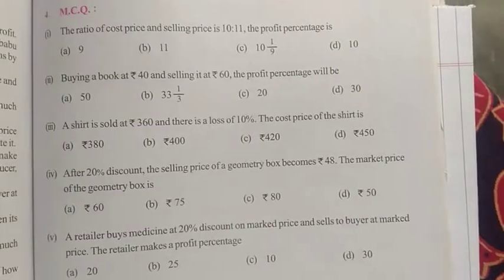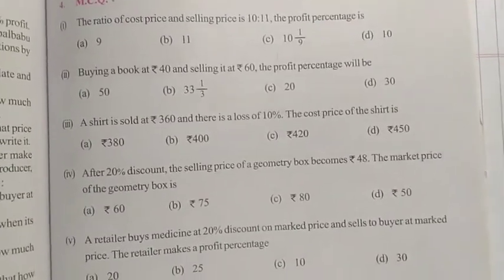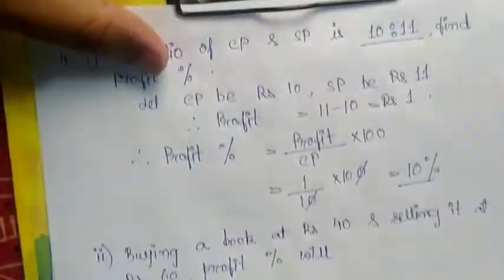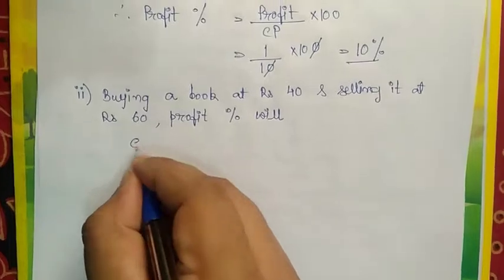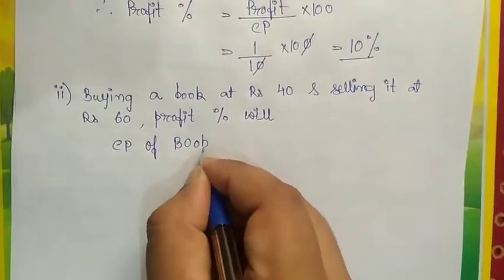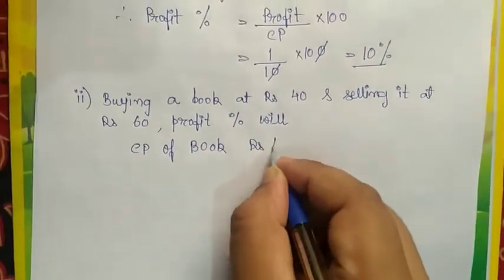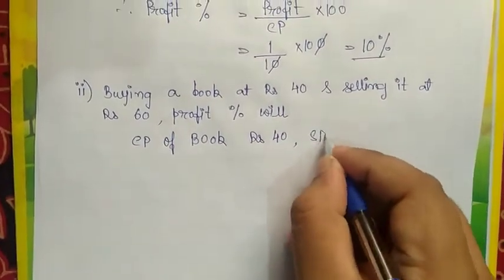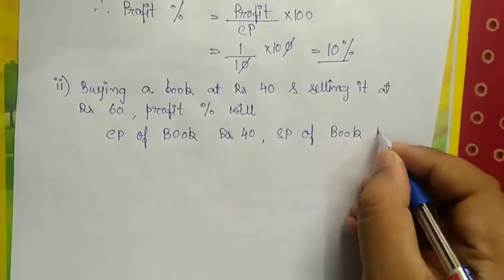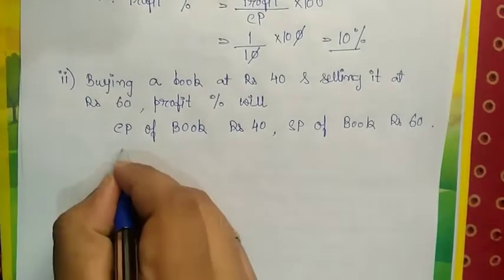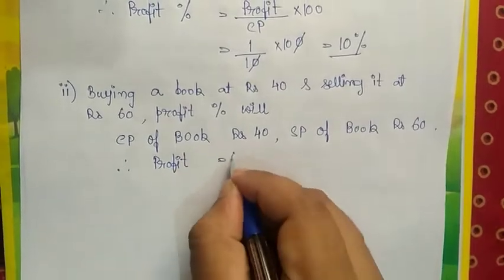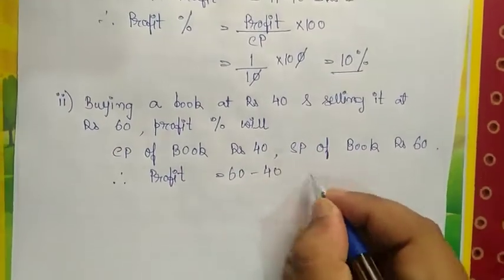This is the second question, 4 part 2. Buying a book at rupees 40 and selling it at rupees 60. Find the profit percentage. So therefore CP of the book is given as rupees 40 and SP of the book is rupees 60. So therefore profit will be 60 minus 40, rupees 20.